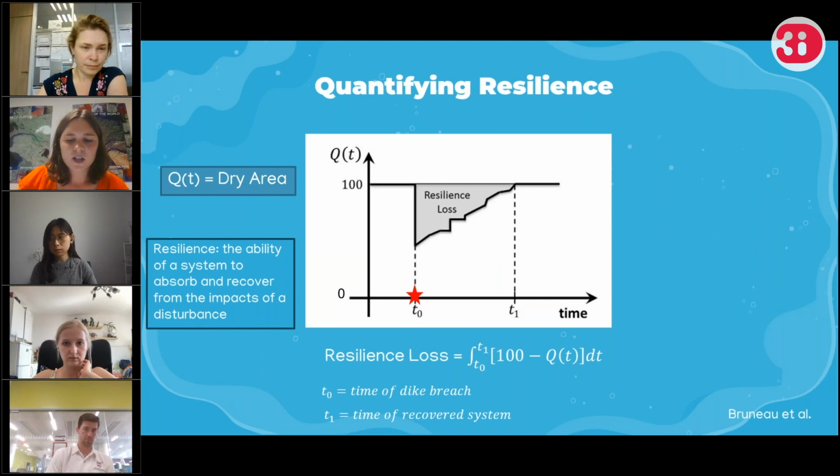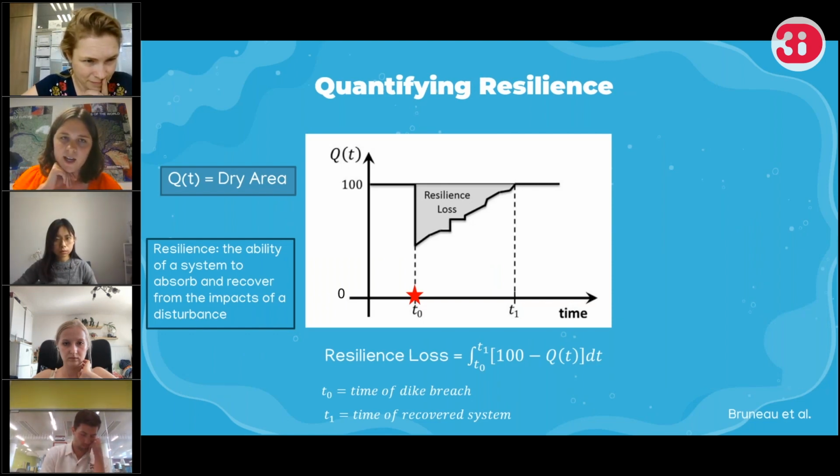So next I'm going to talk about my framework for quantifying flood resilience. I got this from literature, and the definition of resilience for this study is the ability of a system to absorb and recover from the impacts of a disturbance. The first thing to define is your Q(t), which is your performance measure. For this study, dry area was chosen since it's something you can get directly from a hydrodynamic model. The resilience loss, which is quantified by this shaded gray area, is the degradation of performance of a system or community in time.